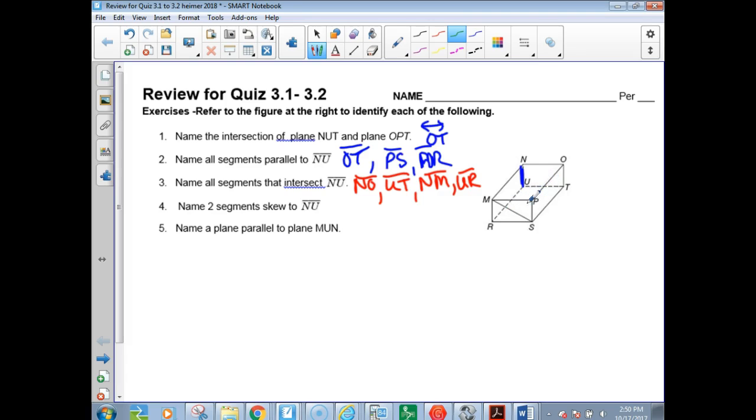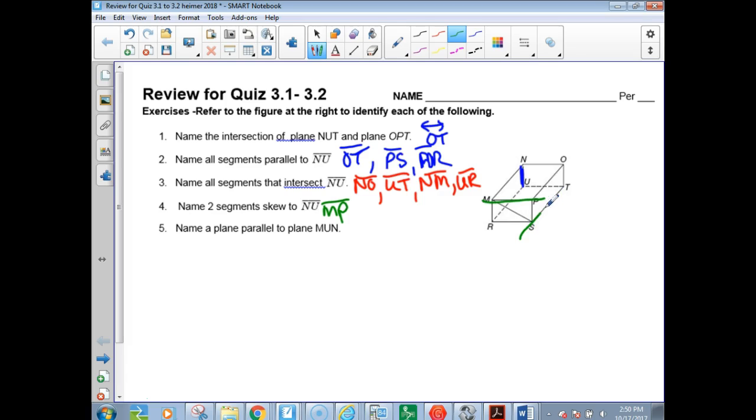So tell me something that's not in the same plane that wouldn't run into NU. MP, sure. PS, no, we cannot do PS. Why? Someone want to explain why we cannot use PS? PS is parallel to NU. Okay, so it would be parallel to NU, so you can't use that one.